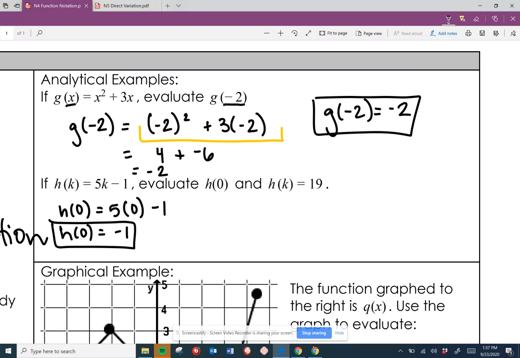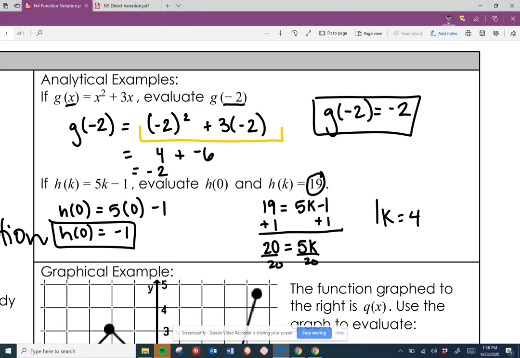But this one says h of k equals 19. So we're not going to substitute 19 in for k, because what this is telling us is this is the output. So when we do this second part, we'll put 19 equals 5k minus 1, and it wants you to know what k equals. So we will just go ahead and solve this like a regular equation. To move that -1, we'll do a +1 on both sides. 20 equals 5k, and then to solve for k, we'll need to divide both sides by 5, so we'll end up with k equals 4. Okay, if they give you the output, they're looking for the input.